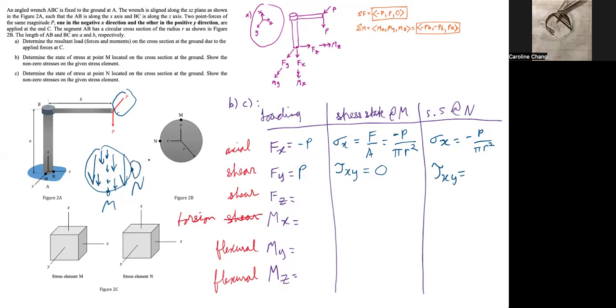So maximum shear stress is going to be at N. And we can also see this on this stress element over here, given that our shear stress equation is given by VQ over IT, where Q is A star Y bar star.